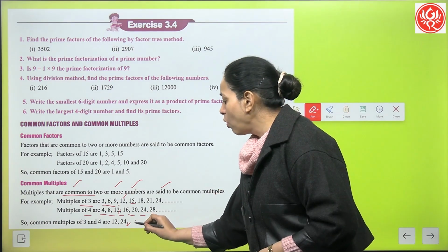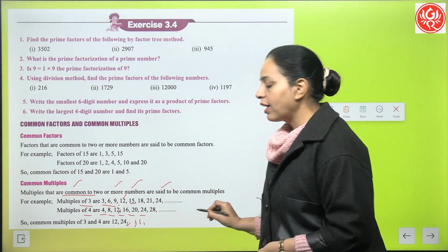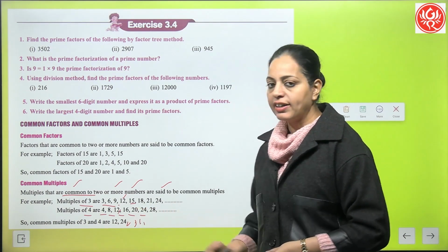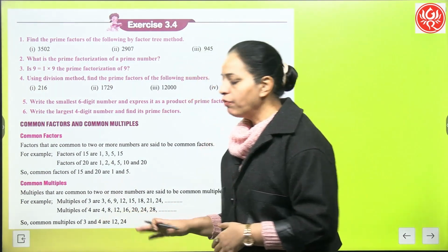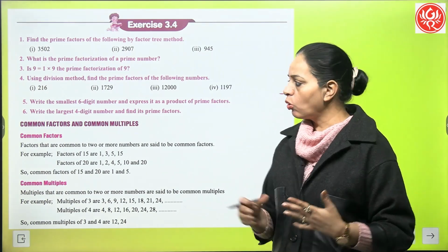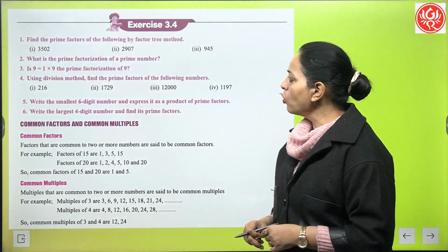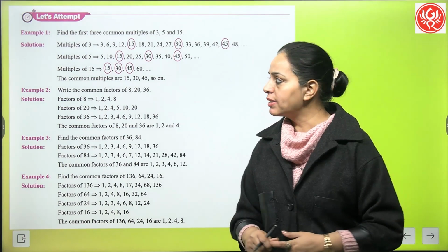And next common, what will it be? 36. What will we do? We will keep adding 12. So like this we can find many more multiples of given numbers. So here next is, let us attempt some examples.